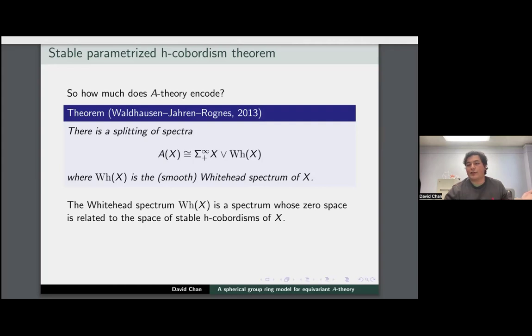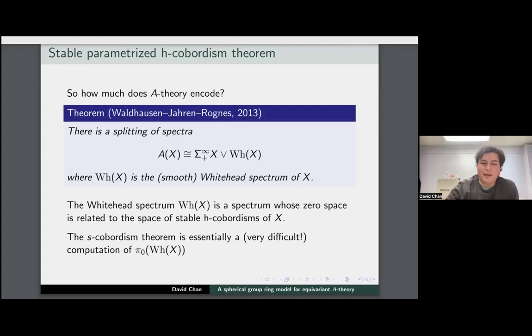But maybe there's more interesting topology going on here, and you can build this into a topological space. So one way to think about this is that this is capturing a lot of the h-cobordism information that you can get about X. And essentially, the s-cobordism theorem is some computation of pi 0 of Whitehead X. So pi 0 of Whitehead X is supposed to be the Whitehead group of X, which was the computation from the s-cobordism theorem.